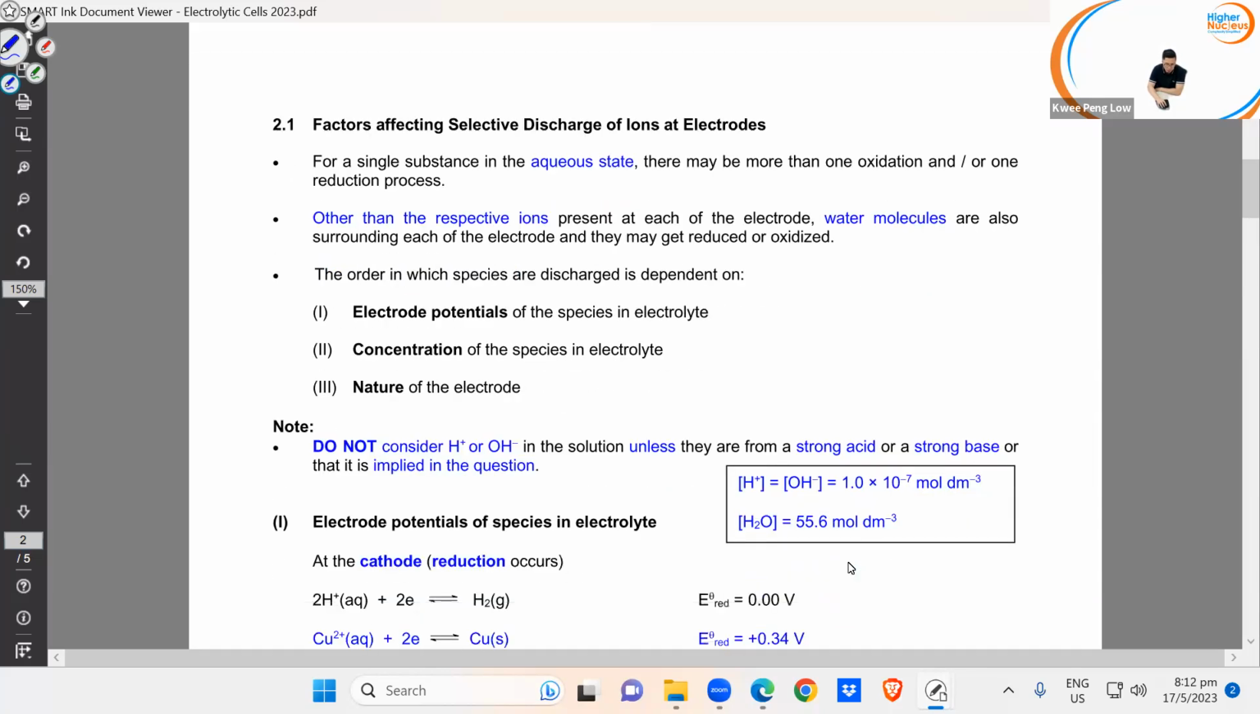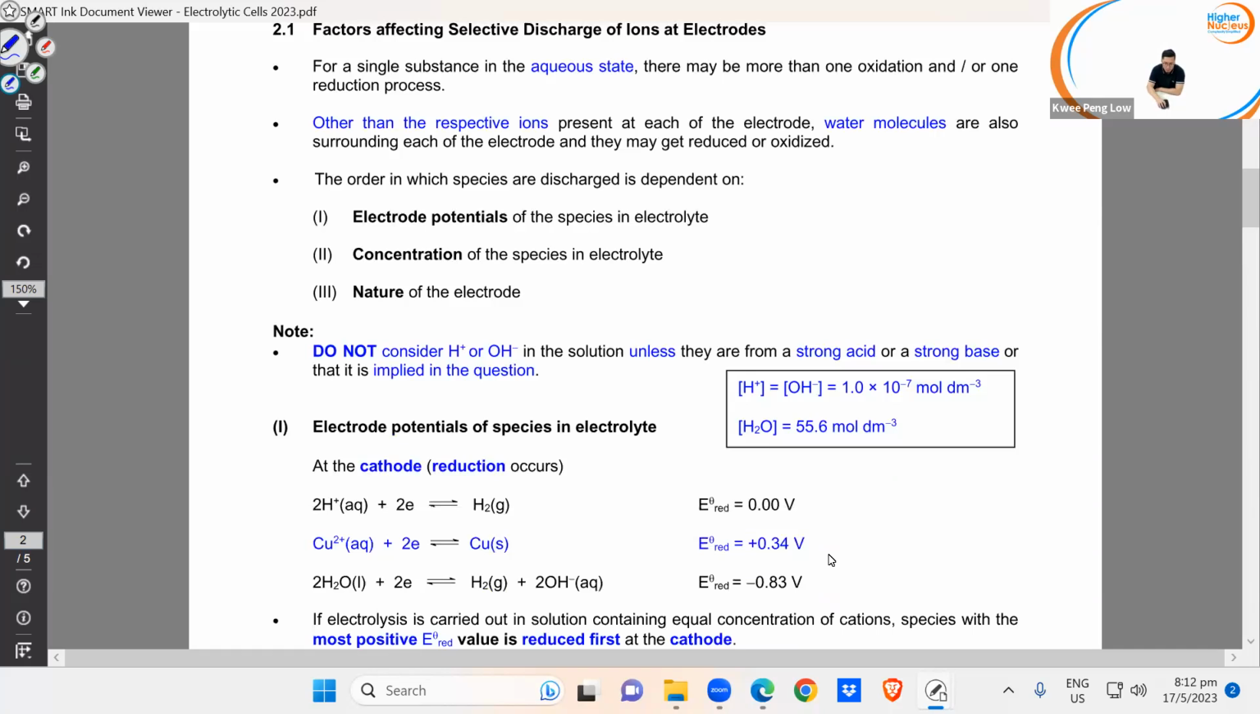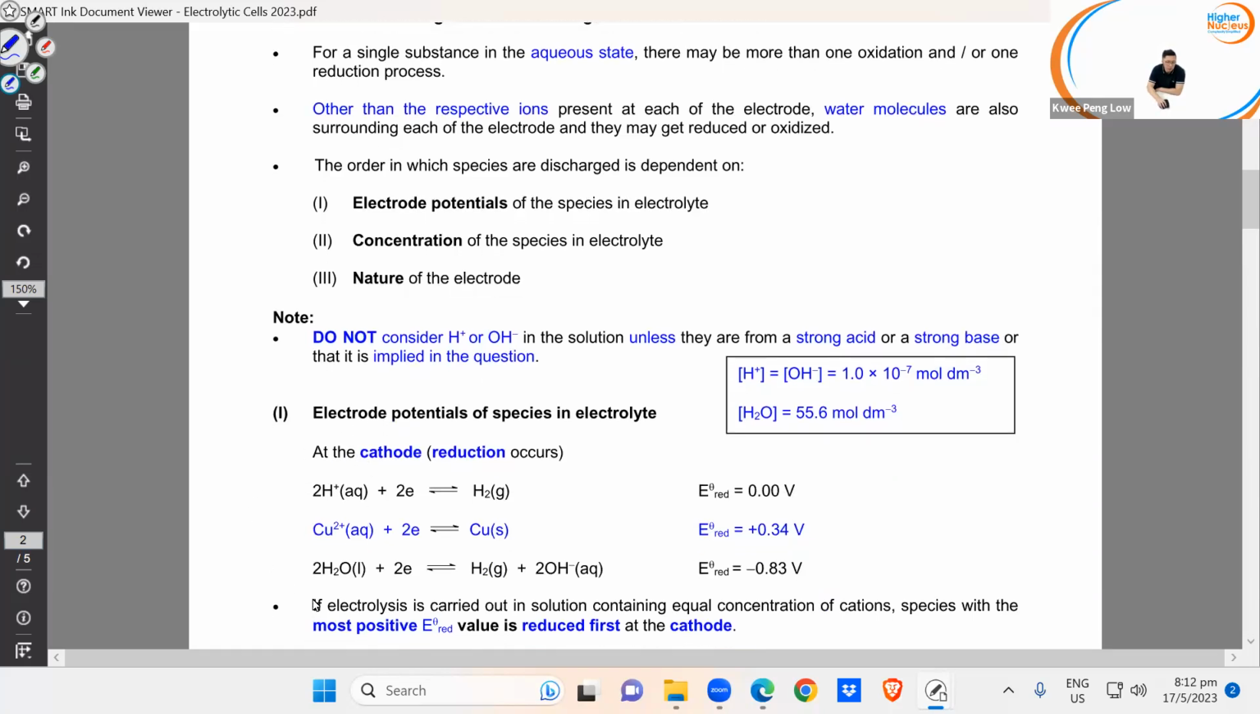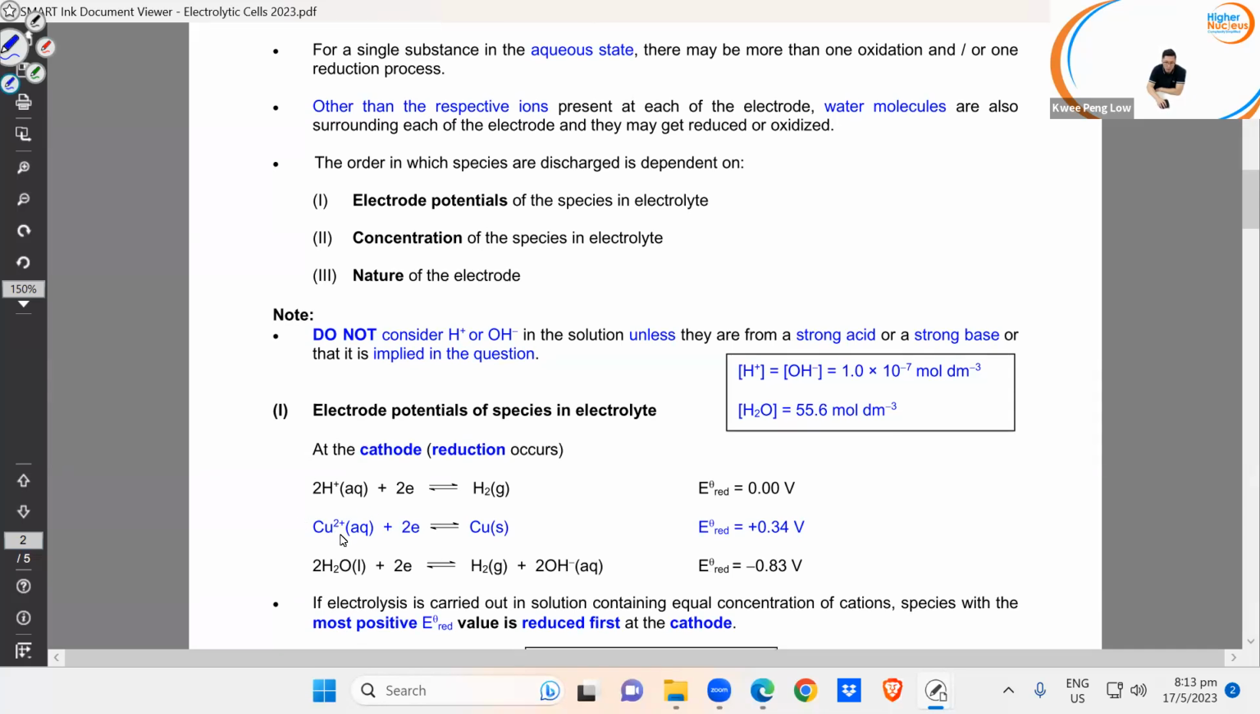Now let's look at the first factor, electric potential. At the cathode, let's say I have these three species that want to get reduced. I have my H plus and copper 2 plus, which are my cations attracted to the cathode. Aqueous solution also has some water there. Now at a cathode, you can only choose one to get reduced. Who do you choose? You choose the most positive E0 reduction to get reduced first. So among the three species, your copper 2 plus has the most positive E0 reduction potential. So copper 2 plus is reduced preferentially over H plus and water.